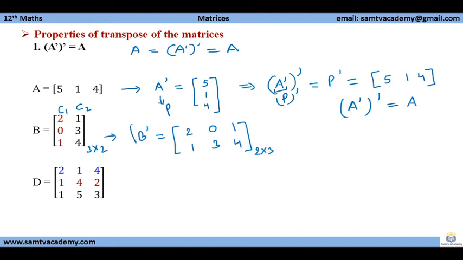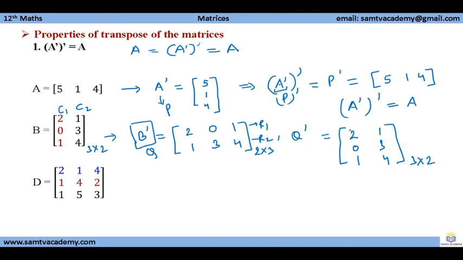Now suppose we assume it is Q. Again we will do the Q transpose. Assume this is row 1 and row 2. In the transpose it will change to columns. Row 1 changes to a column, so 2, 0, 1. Next, row 2 will become a column, that is 1, 3, 4, and its order will be 3 by 2. So we can see that Q dash is equal to B. Here also the property is satisfied.